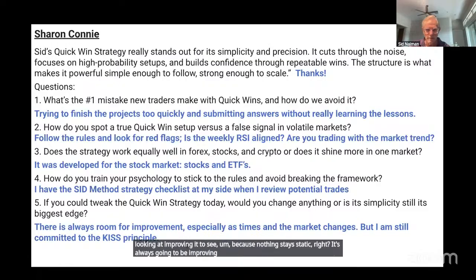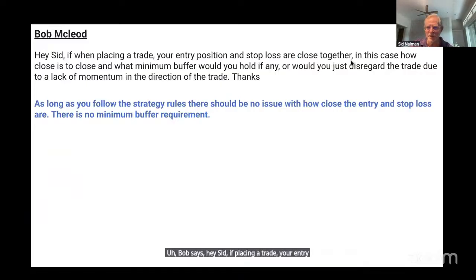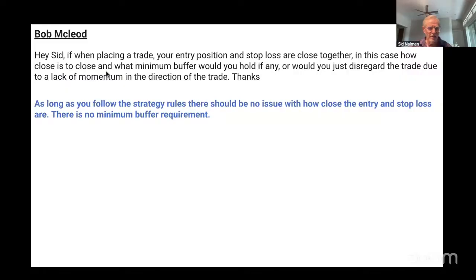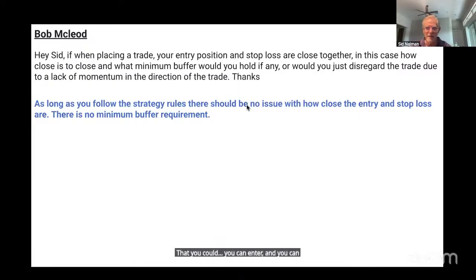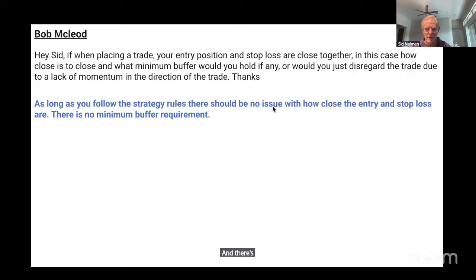Great question though. Bob says, "Hey Sid, if in placing a trade your entry position and stop loss are close together, in this case how close is too close, and what minimum buffer would you hold, if any, or would you just disregard the trade due to a lack of momentum?" I don't understand buffer and momentum. They're not in my checklist. As long as you follow the strategy rules, there should be no issue with how close the entry and stop loss are. We saw that you can enter and exit the next day, or you can have a stop loss close to the entry as well. Just follow the rules. There's no minimum buffer or anything like that required.